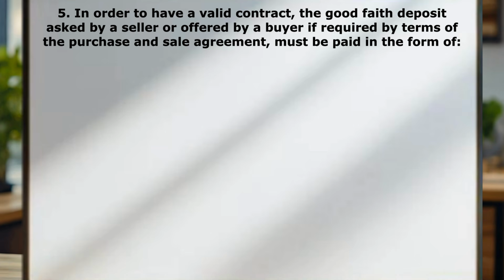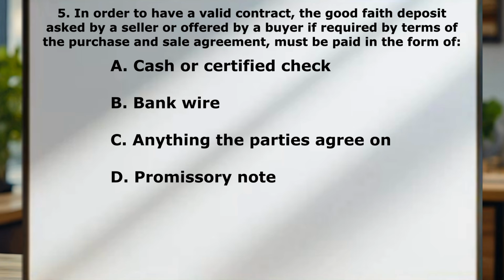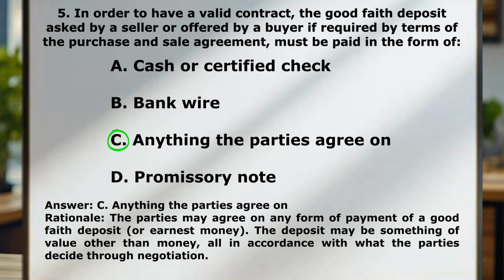Okay, question number 5. In order to have a valid contract, the good faith deposit asked by a seller or offered by a buyer, if required by terms of the purchase and sale agreement, must be paid in the form of A, cash or certified check. B, a bank wire. C, anything the parties agree on. D, a promissory note. Correct answer here is C, anything the parties agree on. So yeah, the parties can agree on any form of payment of a good faith deposit, also known as an earnest money deposit. And the deposit may be something of value other than money, as long as it's agreed upon in that purchase contract.